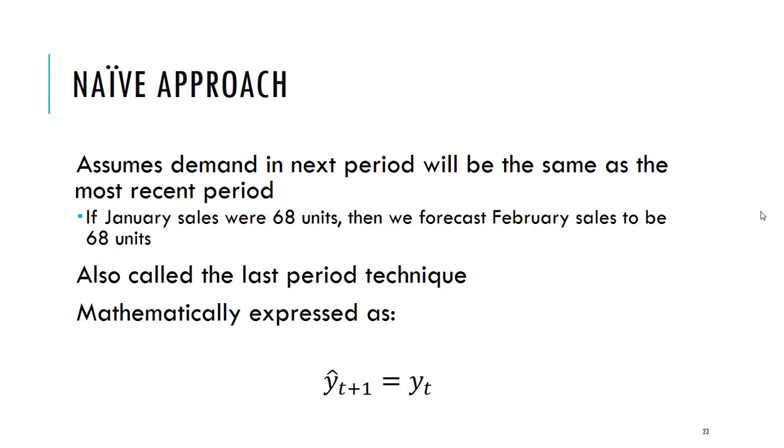Mathematically expressed, not too interesting. We're predicting the next time period, t plus 1, that's the y hat, is equal to the most recent time period, y sub t. This is a good baseline to actually test other models against. So it's not something that is not useful. It is actually useful as a baseline. All right, so we can baseline it against more complex models.